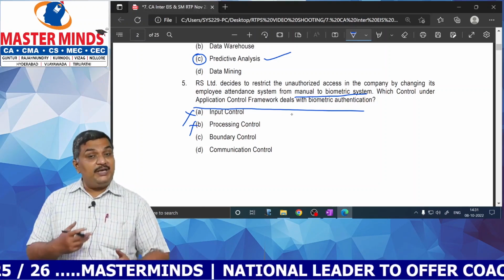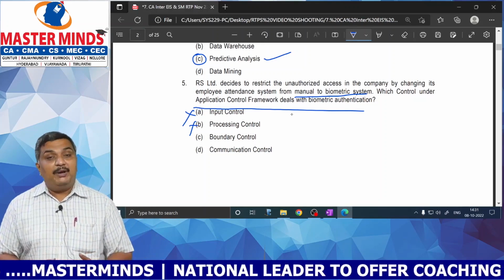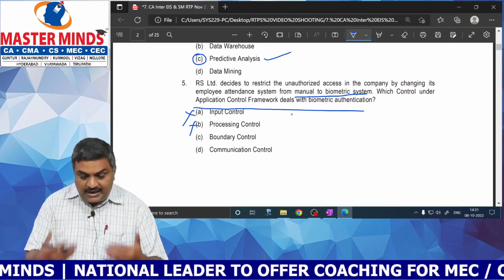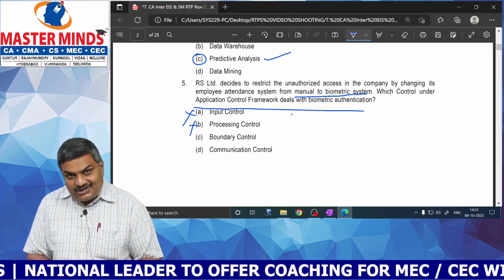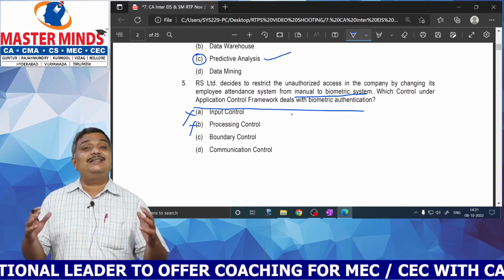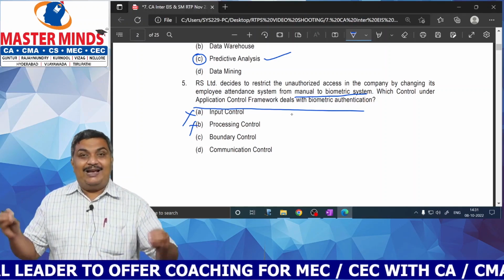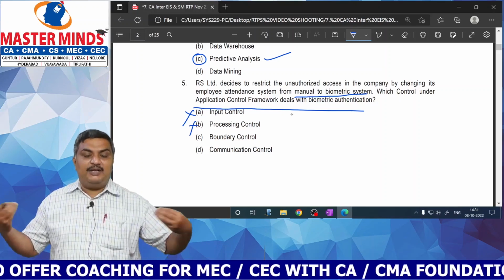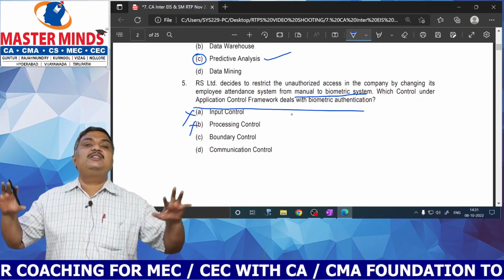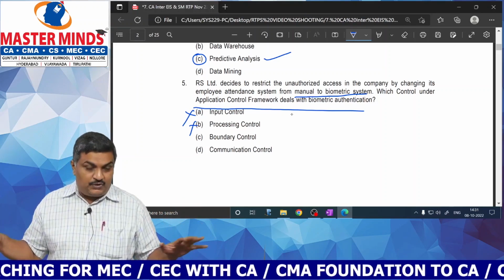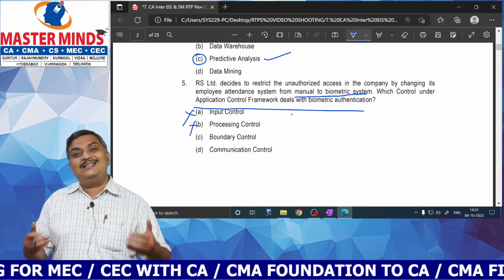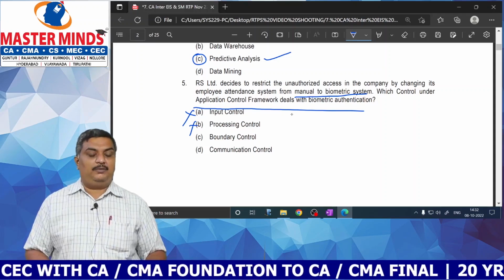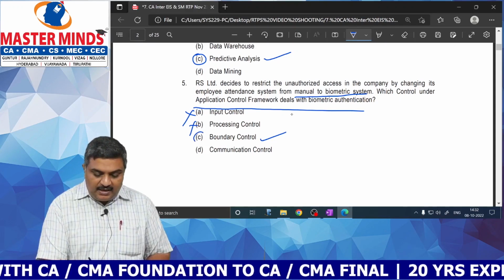And is it a boundary control? Yes, it is a boundary control, because entering passwords, login credentials, using the biometric system for authentication or authorization, all these things come under boundary controls. Like plastic cards, biometric devices, PIN numbers, cryptographic controls, passwords, all these are boundary controls. Now this biometric attendance system employed by RS Limited comes under boundary control. So the right answer is boundary control.